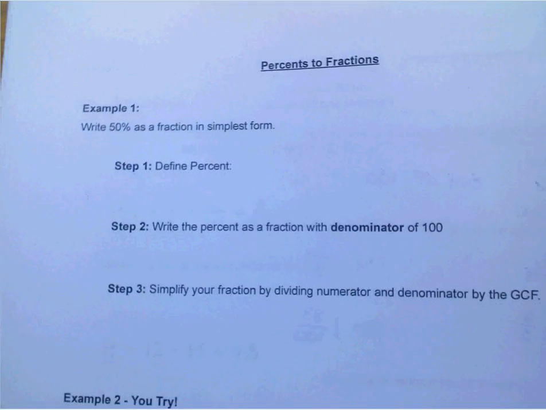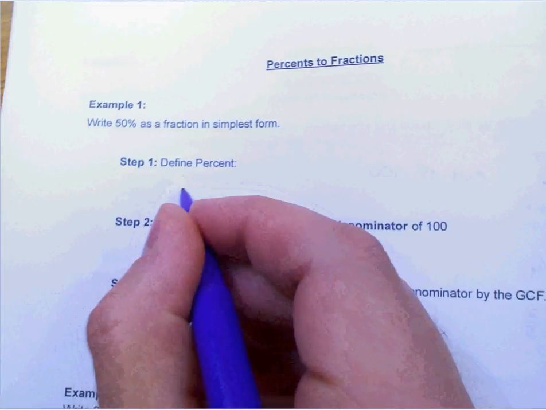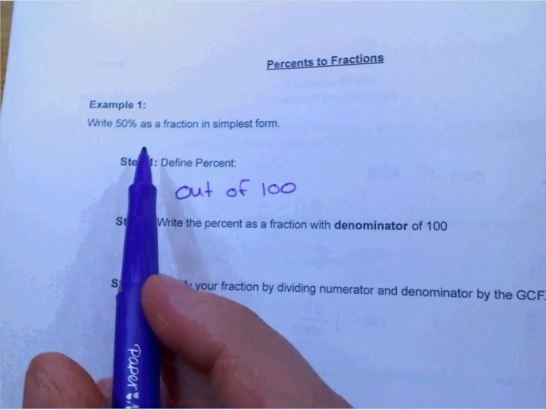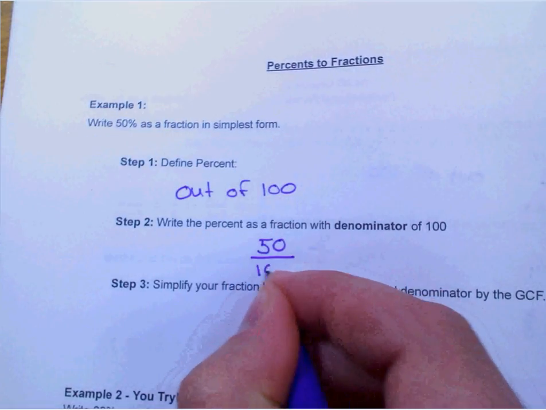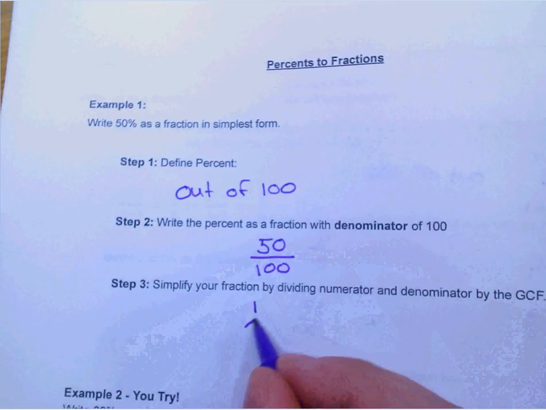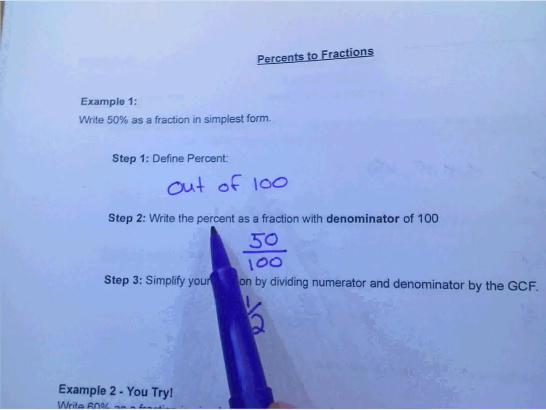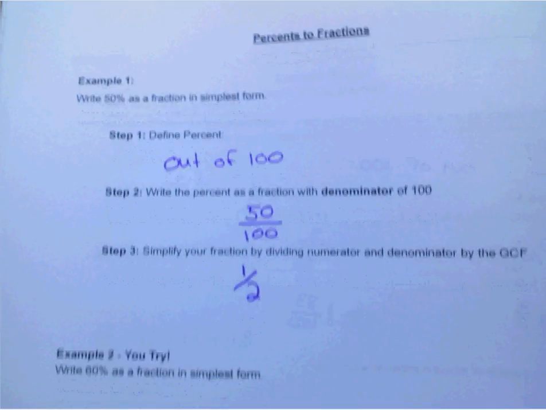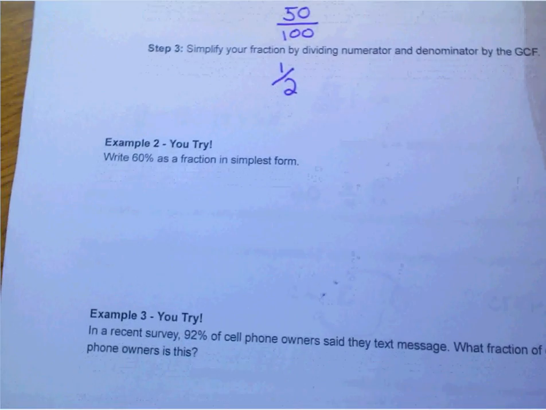When we're looking at percent as a fraction in simplest form, if we're going to define percent, that's out of 100. So we take the 50 and write it with a denominator of 100. We then simplify to 1/2. So you take percent is out of 100, put the 100 underneath, take your number and write over the top. Okay. Try example 2 and 3. So you're going to pause the video right now and try example 2 and 3.